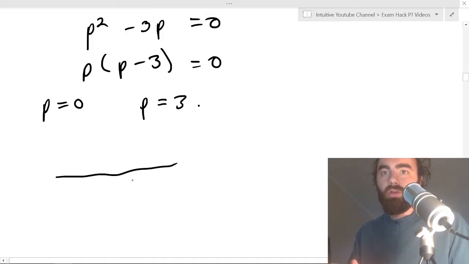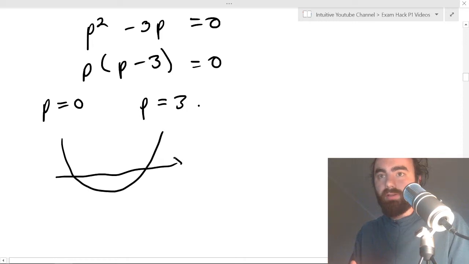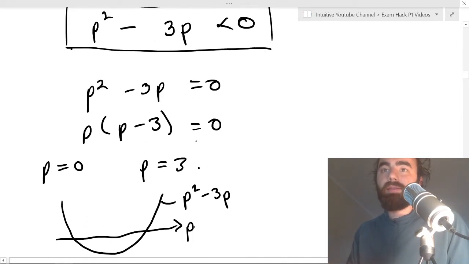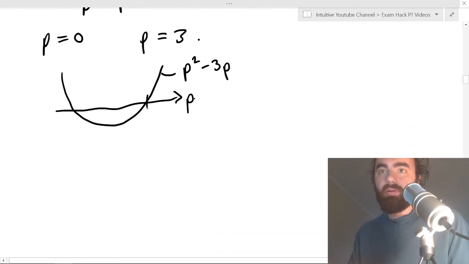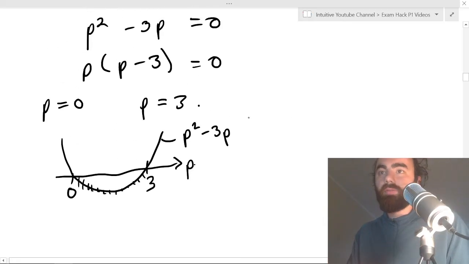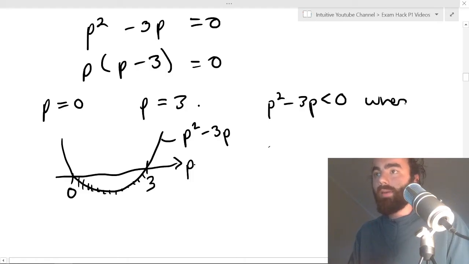So if we look at our curve, which will look something like this, and we can say this is the p-axis, and this is our p squared minus 3p. So we want to know where our p squared minus 3p is less than 0. Well, this is 3 and this is 0, and it's less than 0 here, so between these two values. So our p squared minus 3p is less than 0 when p is between 0 and 3.